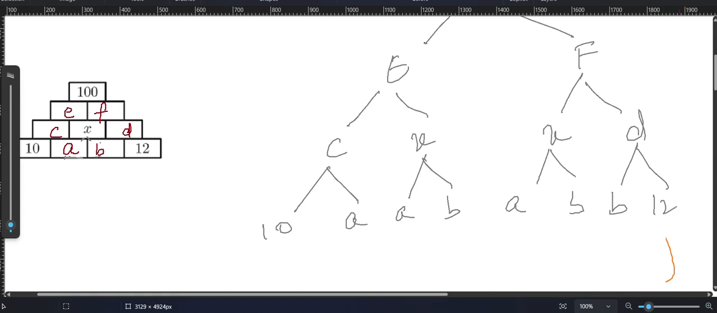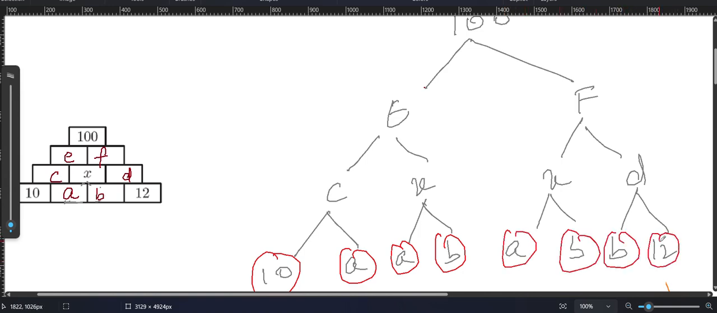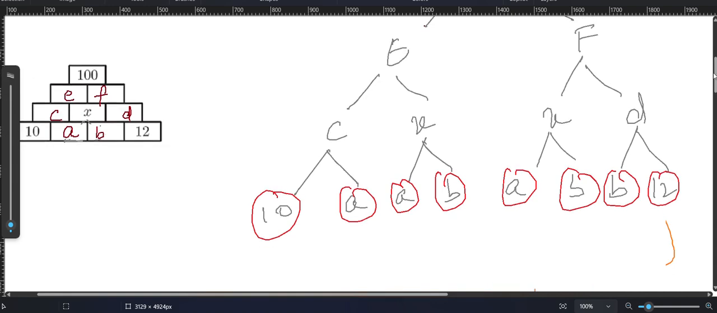Let's examine the entire tree once. So 100 is nothing but an outcome of adding 10, 10, A, A, B, A, B, B, 12. So hierarchically, 10 and A got added and made a C. A and B added and made an X. B and 12 made a D. Similarly, C and X added to E. X and D added to F. E and F added to 100. So 100 is containing 10, A, B, B, and 12. All the leaf nodes of the binary tree are going to be in this particular thing.